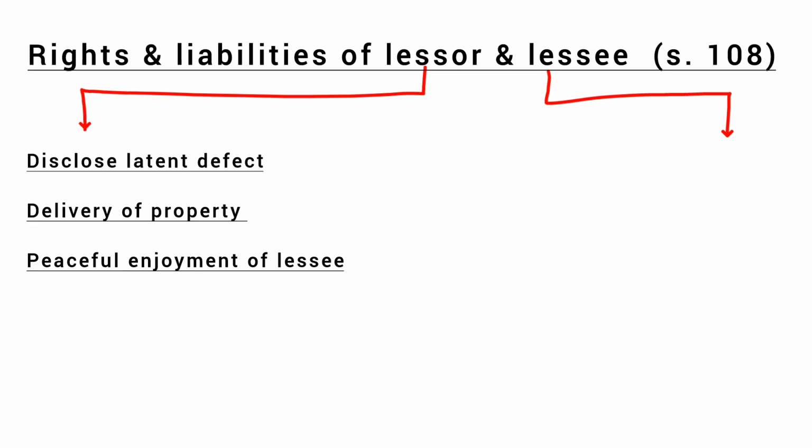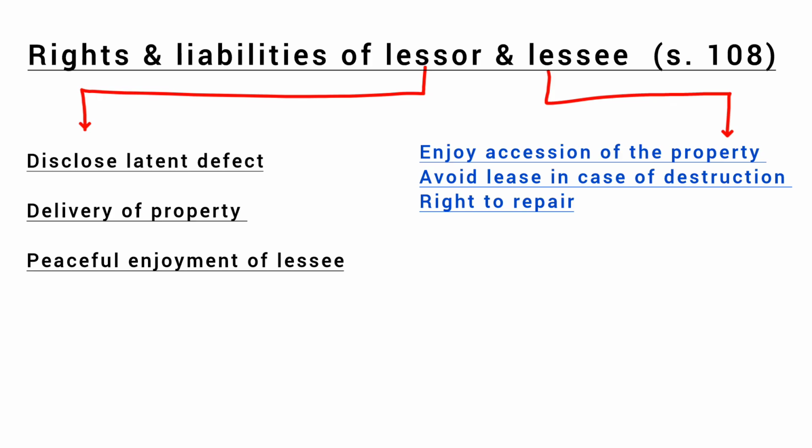Now when he is giving his property in lease, he has to obviously give possession to the lessee. And when he is giving possession to the lessee, he has to ensure the peaceful enjoyment of the lessee. That means the lessor cannot interfere in the leased property. Now, on the other hand, the lessee has certain rights. In addition to the above 3 points, the lessee has also some rights.